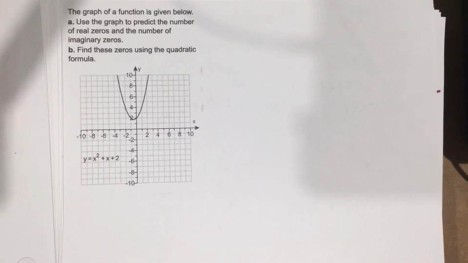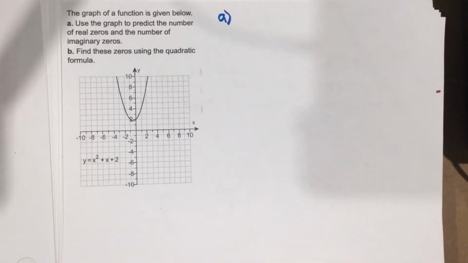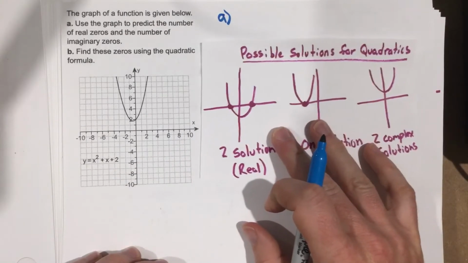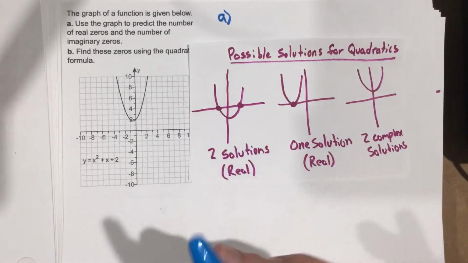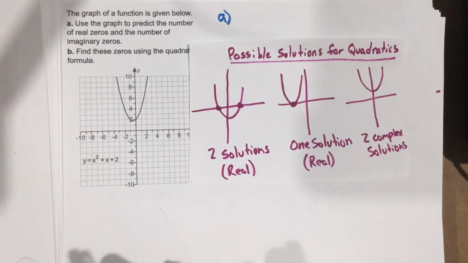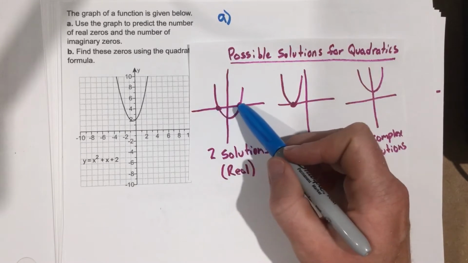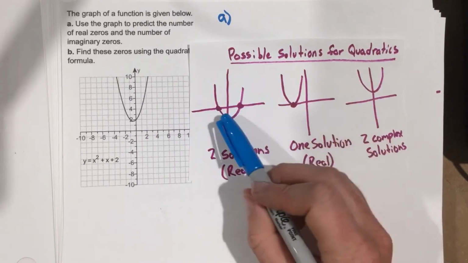So for part A, we need to predict the number of real zeros and the number of complex zeros. Well, just so happens that it's pretty easy to figure this out. Anytime we're solving a quadratic, we set that quadratic equal to 0. Why do we do that? Because our solutions for our quadratic are the roots, which is where the quadratic crosses the x-axis. Now, those are the real solutions.